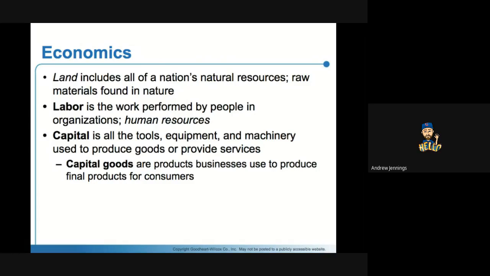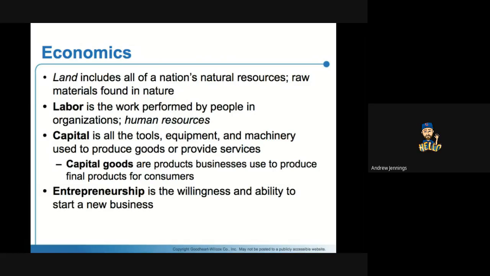A good example of this is a hammer. A hammer is still a product, correct? But when a business buys a hammer and then makes something with it, it's used as a capital good in order to produce another product that a consumer is going to buy. So that's the capital factor of production.